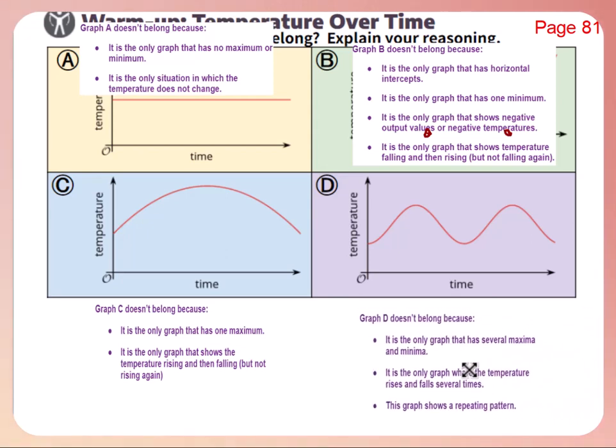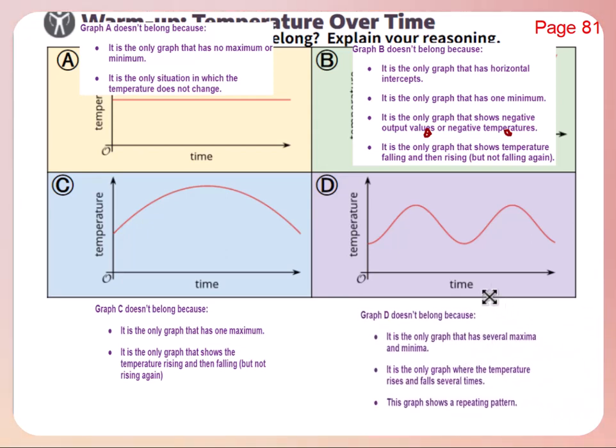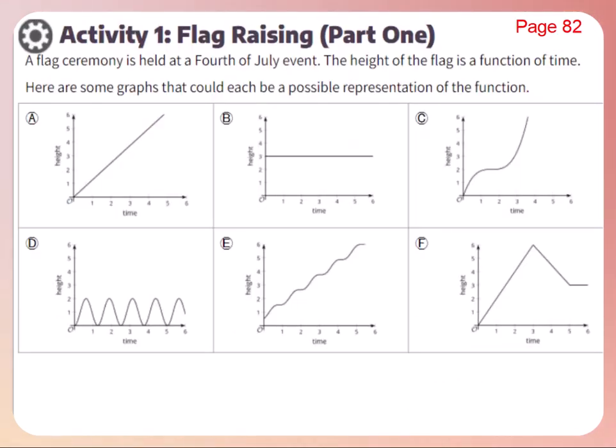Graph D, you can reason that it doesn't belong because it's the only graph that has several maximum and minimum. So it goes up, it goes down, it goes up, and it goes down. So it has a multiple number of maxima and minima. It shows the temperature rising and falling, rising and falling. It shows a repeating pattern as well. So you can notice different things. This isn't all, but it's just a part of the thinking process.